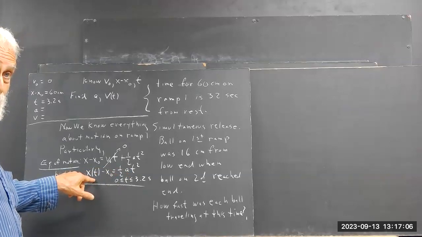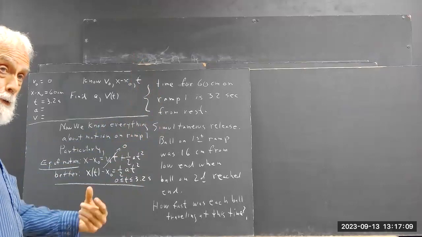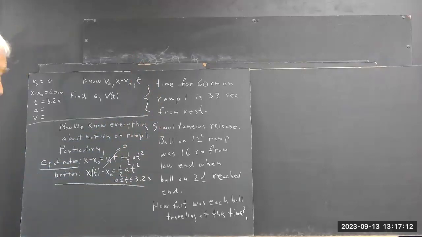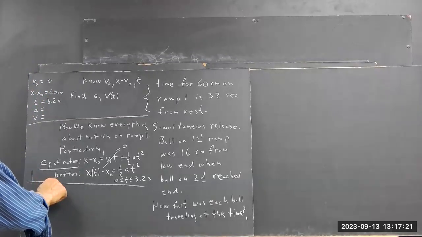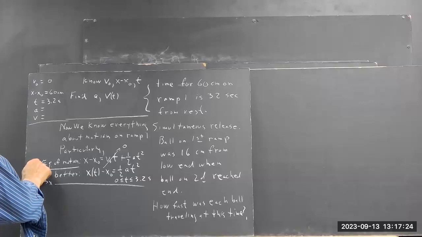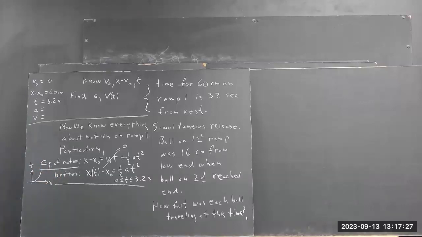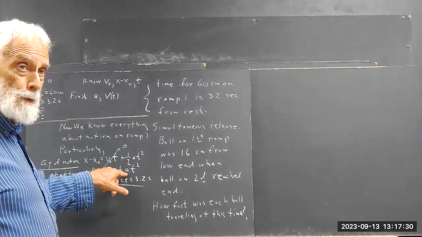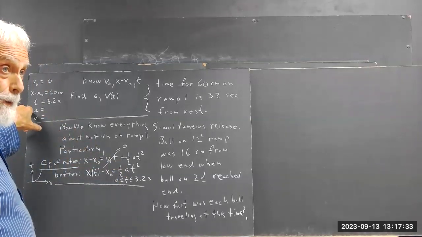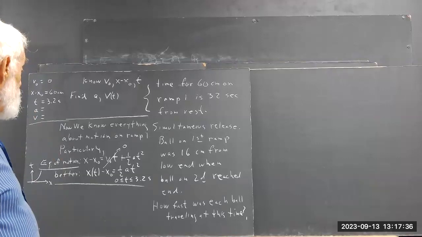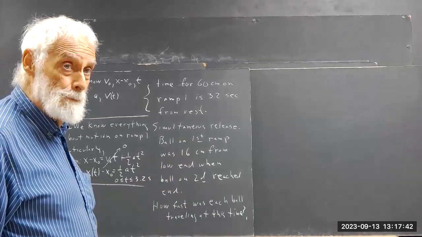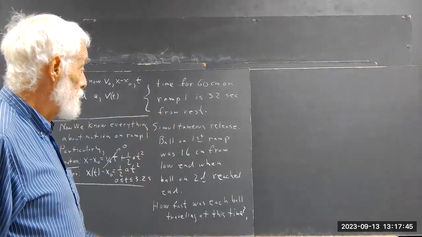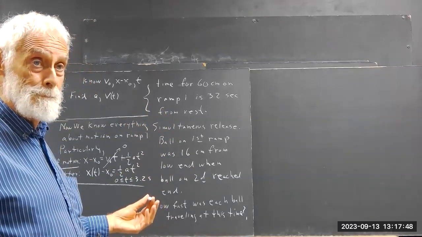We could graph it. It's a simple parabola with its vertex at the origin of the t-axis. x this way, t this way. Okay. So we could even do this. The acceleration is the acceleration you calculated up here. Now, question is, you can answer, when is the ball 16 centimeters from the low end?